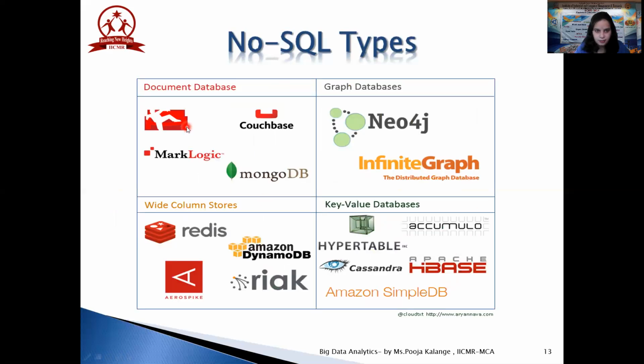Now you can see here, these are the document databases: Couchbase, MongoDB, MarkLogic. Graph databases are Neo4j and Infinite Graph. Then we have wide column stores and key value databases, such as Redis, Amazon DynamoDB, and Gaia, which are very important. As I told you, Hypertable, Cassandra, HBase, Amazon SimpleDB, and Accumulo. So these are some real-time examples, or you can say the applications, of the different types of NoSQL.